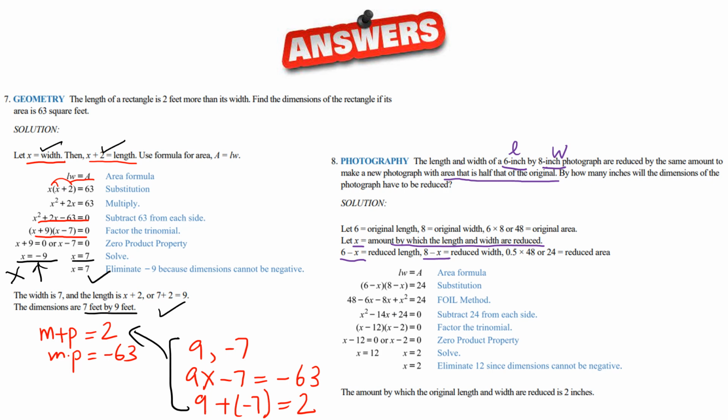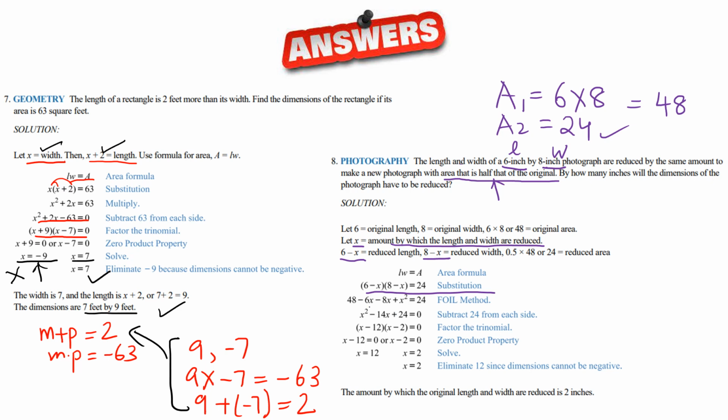So the original area you have to calculate, 6 multiplied with 8. So the original area is 48, and the new area, this is A1, this is A2, will be half of this. So that is 24 because it is reduced by half. So this is the new area. So we will use the same area formula, length multiplied by width. So the new length is 6 minus x, the new width is 8 minus x, and the product is 24.